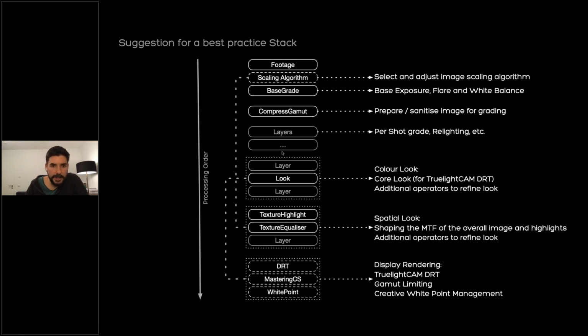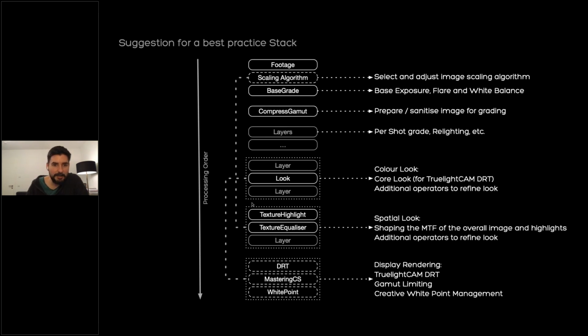Then we have all the layers that we need to grade our shot actually. So this is a variable amount. Some shots might need more layers with more shapes, and maybe you do some relighting or whatever tools are needed for that specific shot to match and to fit into your project. So there's a lot of grading going on.